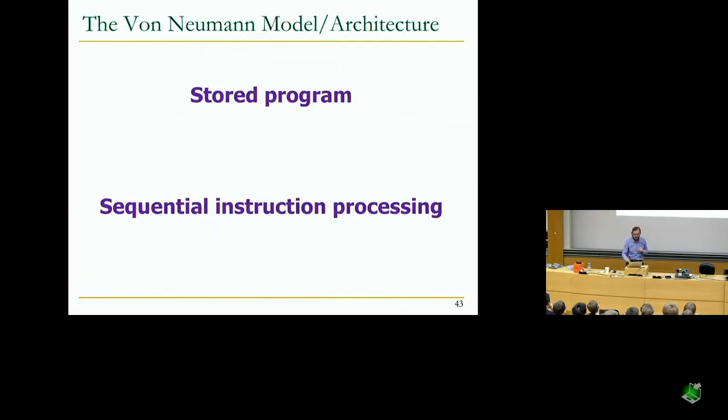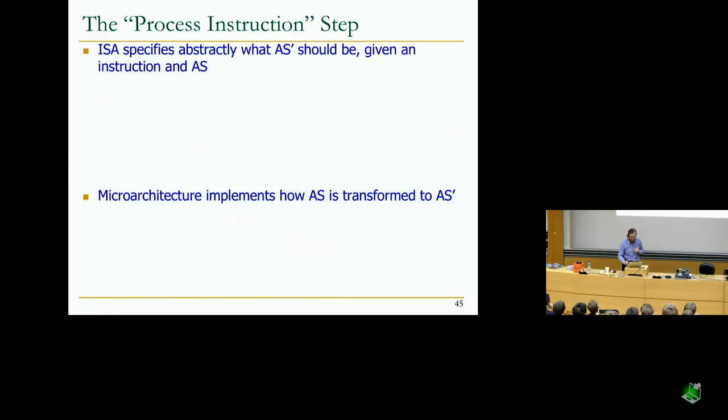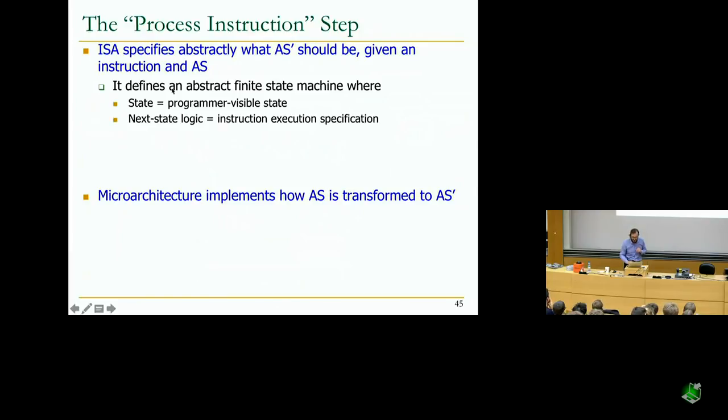And remember the von Neumann model, that's what we're going to assume. And the process instructions step is done this way. Basically, the ISA specifies abstractly what the architectural state prime should be given an instruction and architectural state. It's essentially a state machine, right? It defines an abstract finite state machine where state is the programmer visible state, and the next state logic is the instruction execution specification. So you can think of the ISA as an abstract state machine.